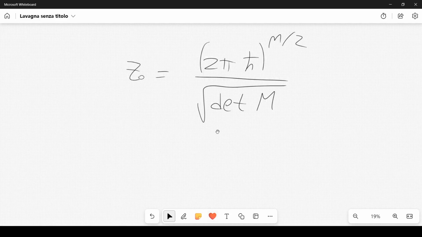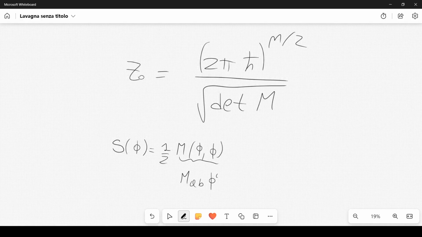We have found this result for the partition function in 0 dimensions with n fields, and we know that the action is quadratic in the fields. So we in particular wrote S of phi equal to 1/2 phi m phi, where m phi phi can be interpreted as M_AB phi_A phi_B. This matrix M, or M_AB in index notation, is positive definite and symmetric. And this was the action that we considered in the previous lecture.